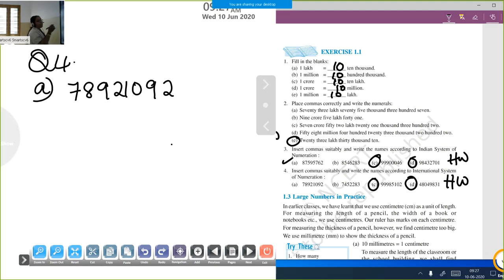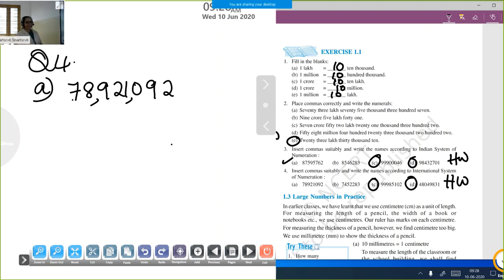How to put commas? International, not Indian. The international system consists of putting a comma after each 3 digits from the right side. So 1, 2, 3, put a comma, correct, because it is the international system. Next 1, 2, 3, again a comma, again 1, 2, 3, it will go that way.